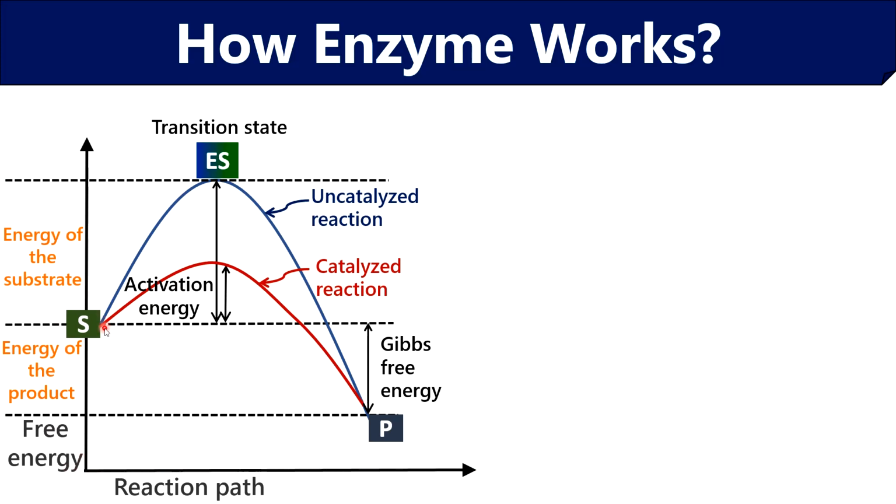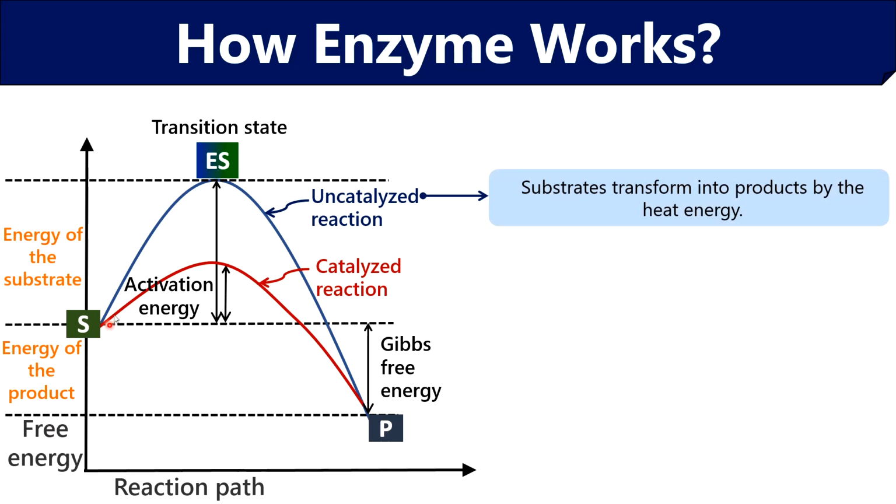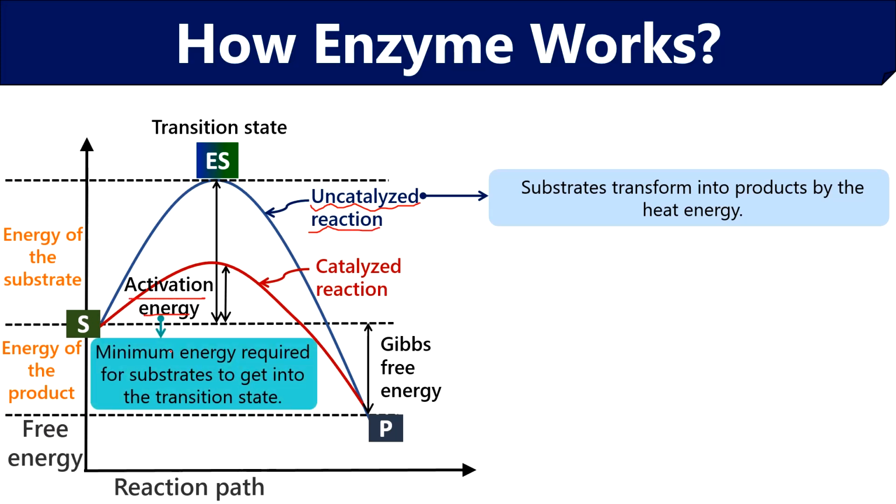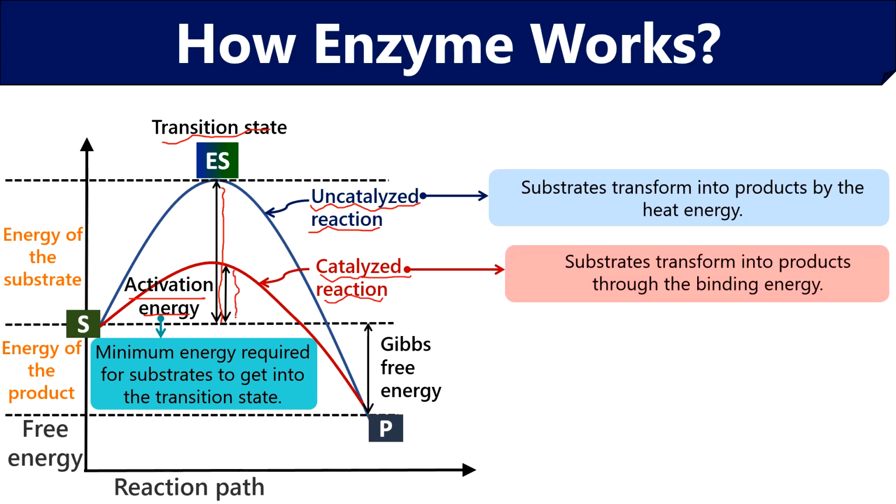If a substrate is converted into a product without the involvement of an enzyme, we obtain a curve like this. In the uncatalyzed reaction, a substrate requires more energy to get into the transition state. So the activation energy, or the energy for the substrate to get into the transition state, is very high. But in the enzyme-catalyzed reaction, the activation energy reduces.